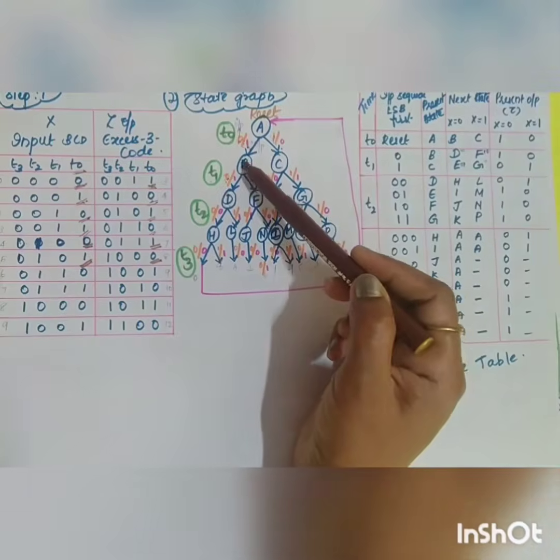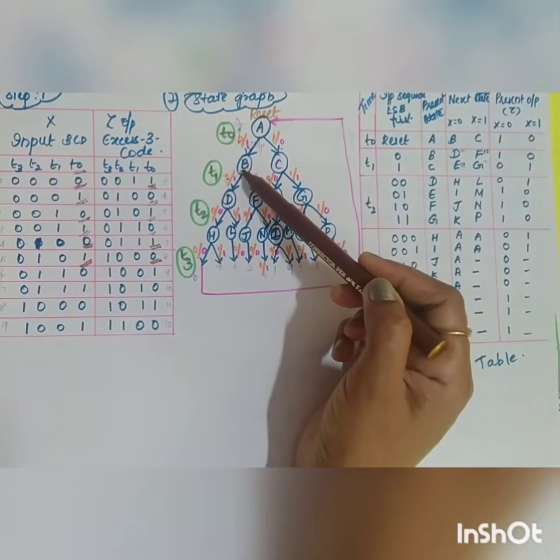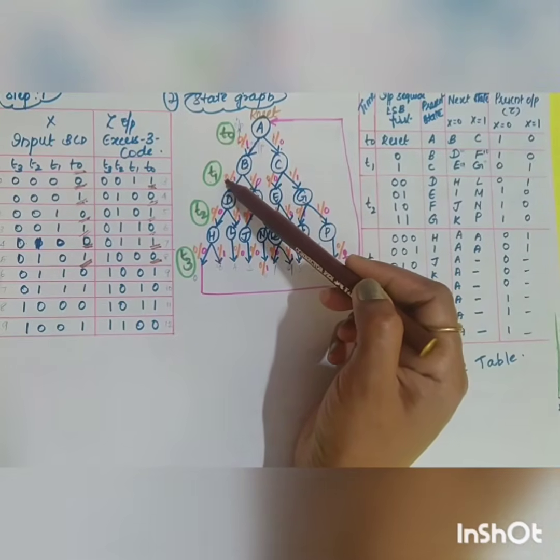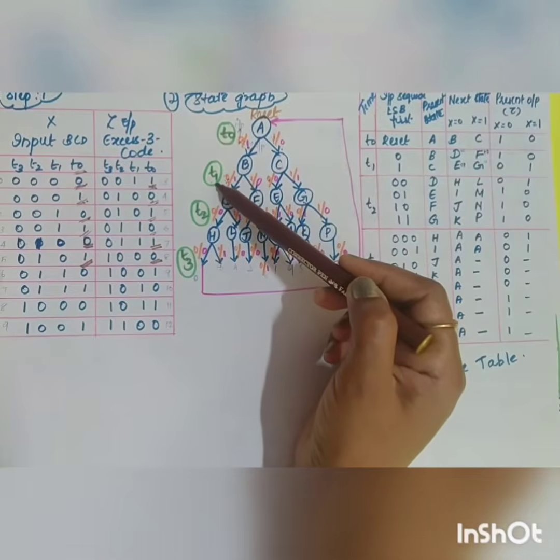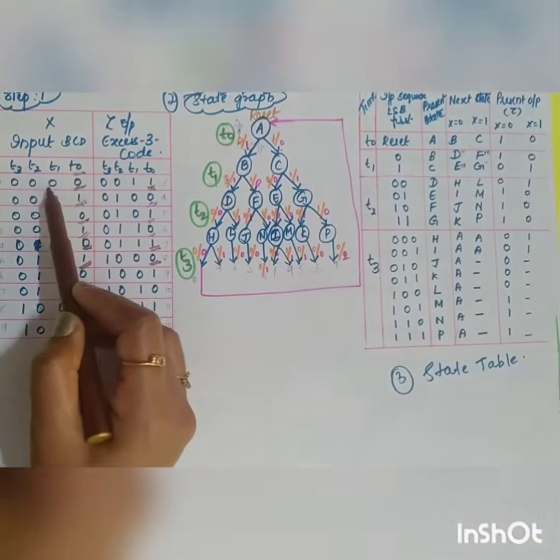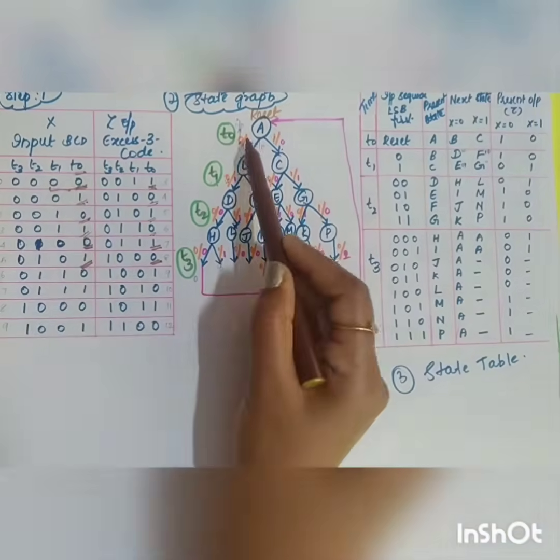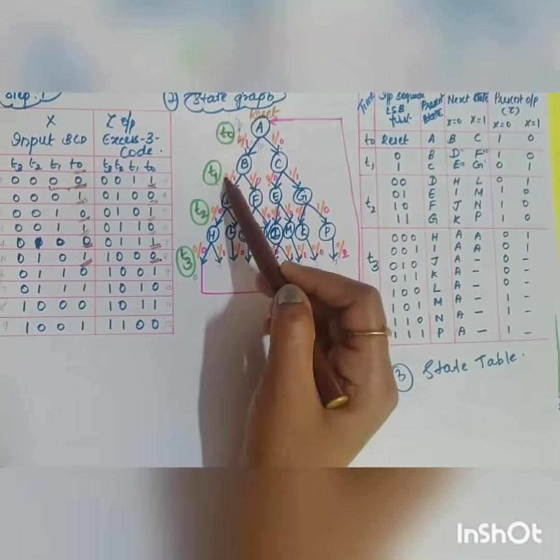Let us consider the first instant, when the input is equal to 0 at time period T1. When the input is equal to 0, these two will combine. You have A already here and 0.